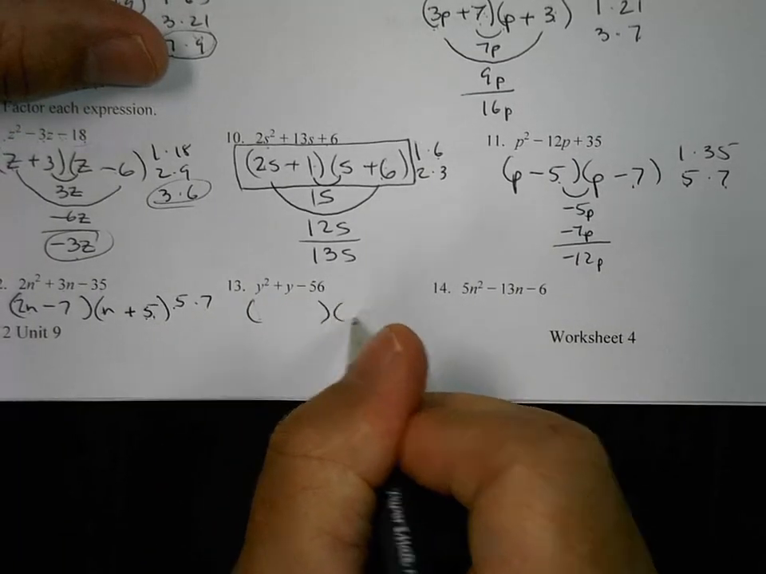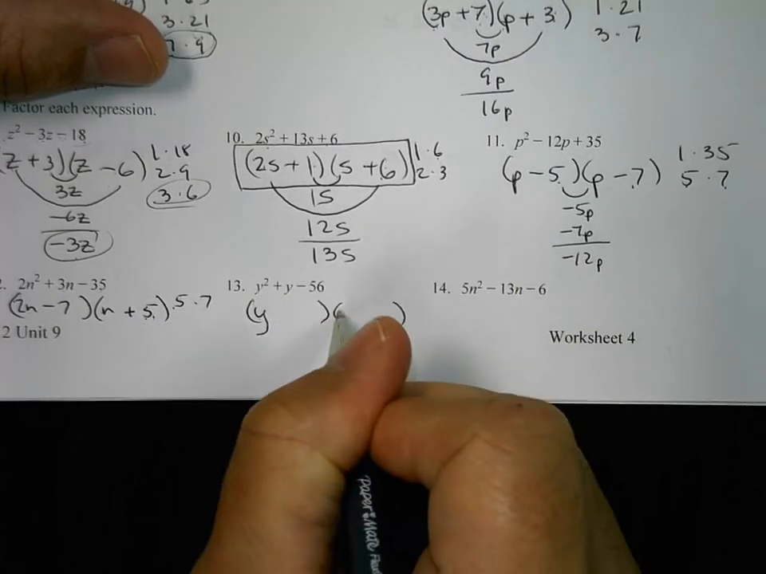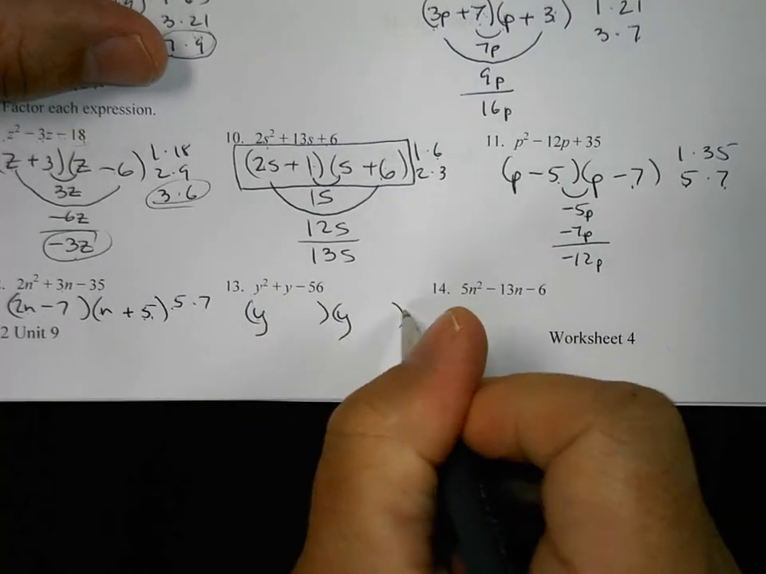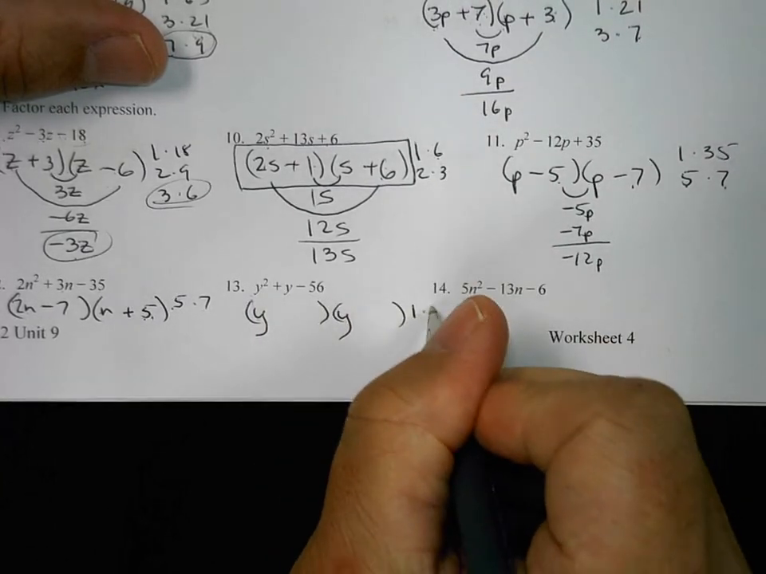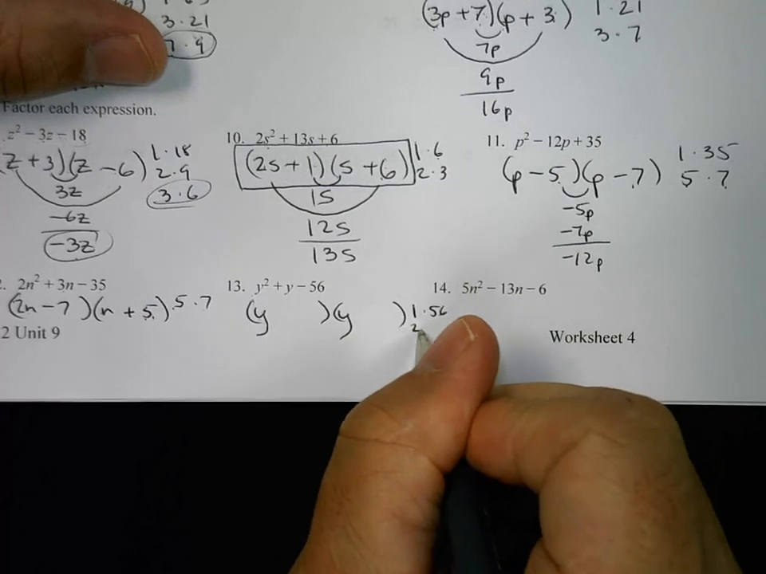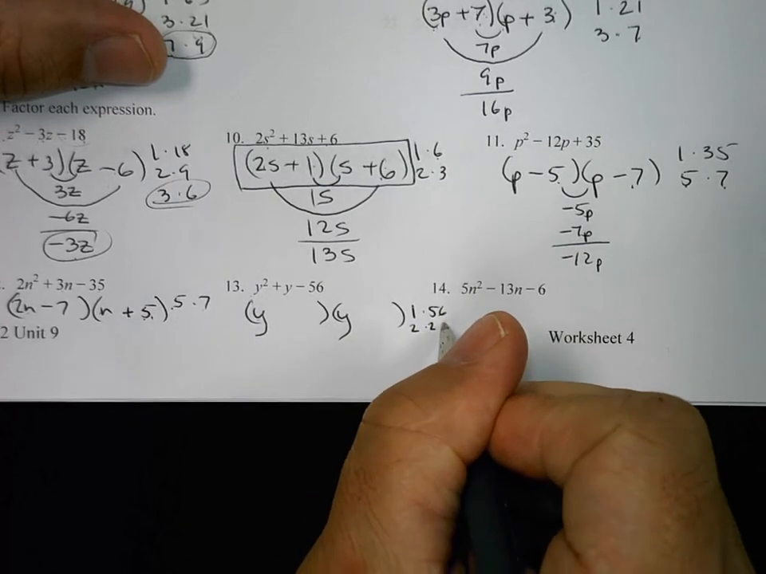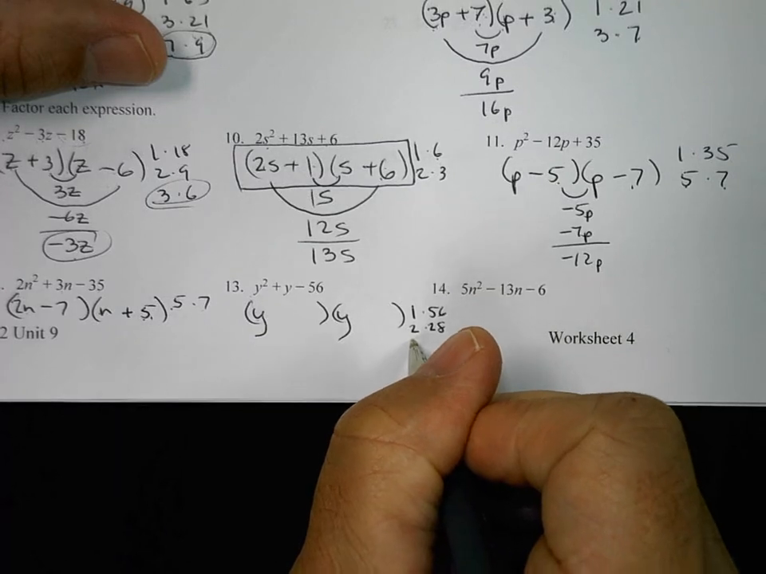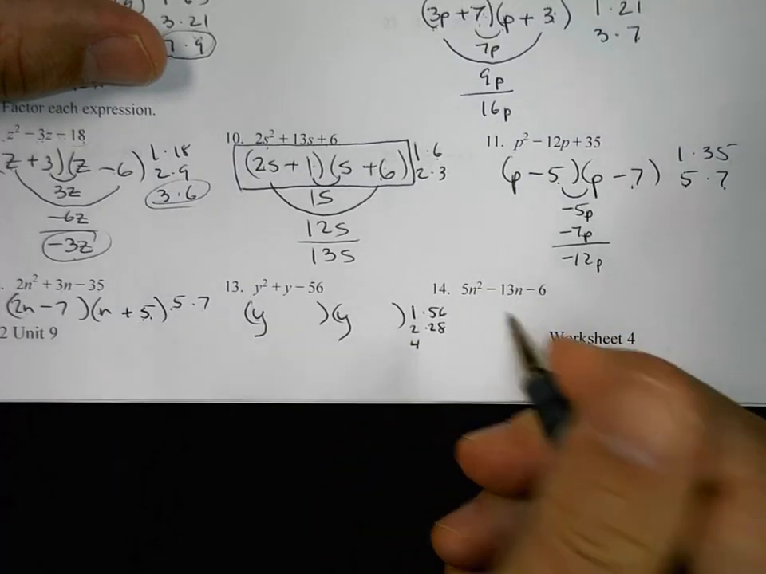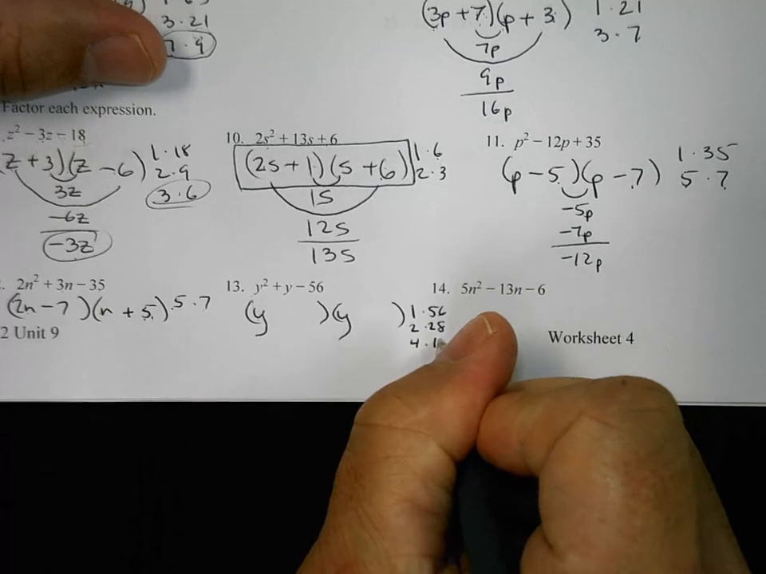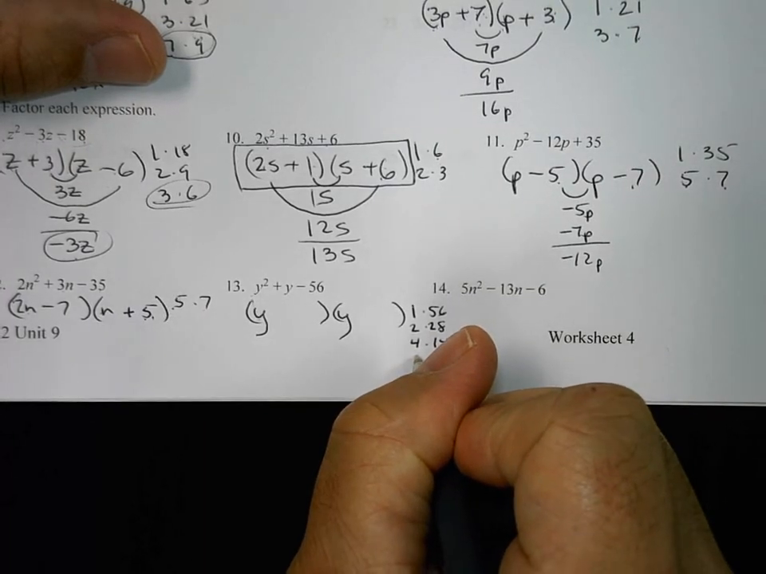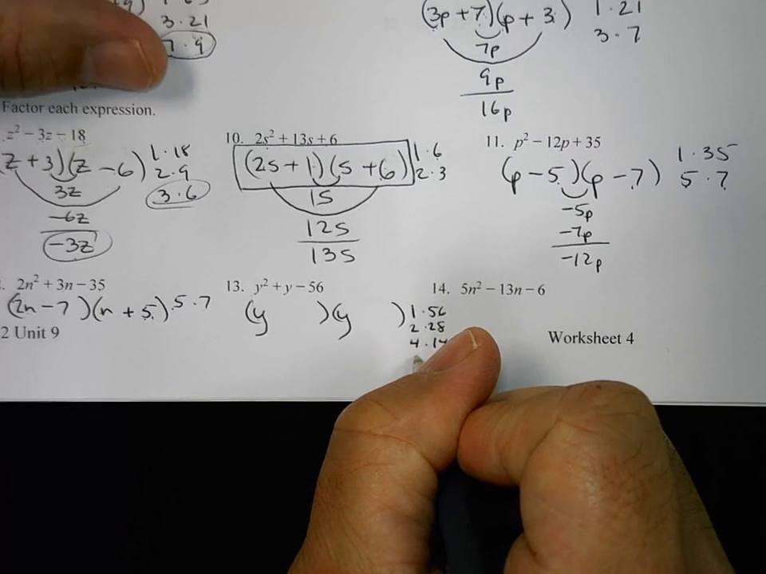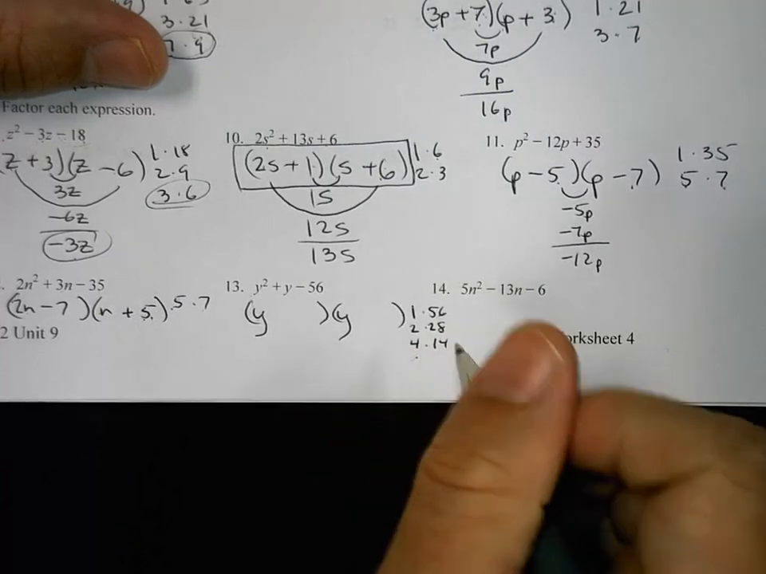Okay, let's see what we got going here. Y and y, that's y squared. And 56 is 1 times 56, 2 times 28, 3, no, 4 doesn't work. Yeah, 4 works. 4 times 14? 5 doesn't work. 6 times 7, nope, 6 doesn't work, but how about 7 times 8?